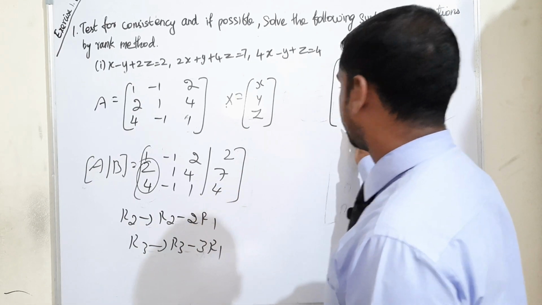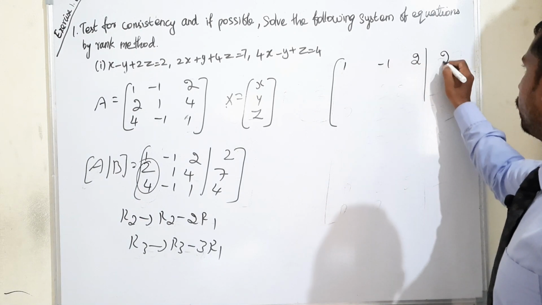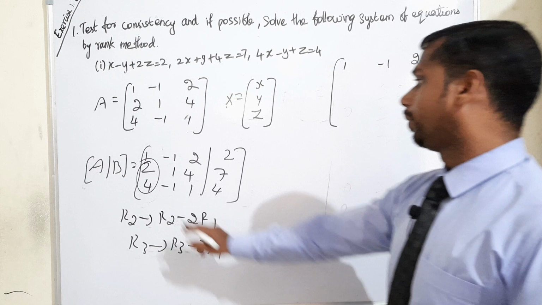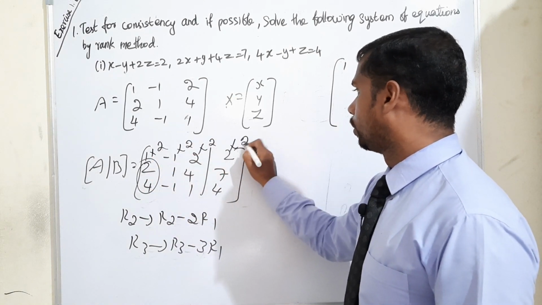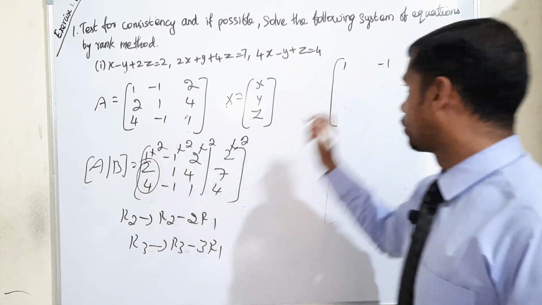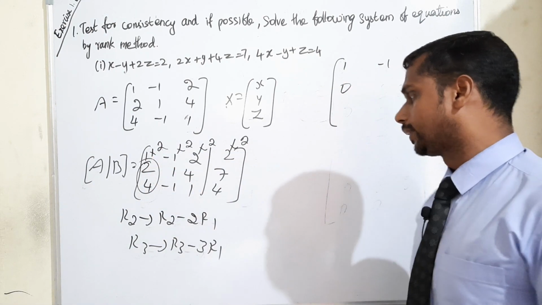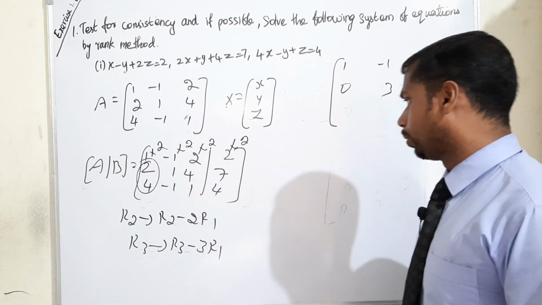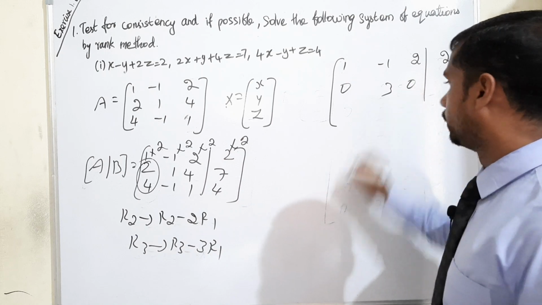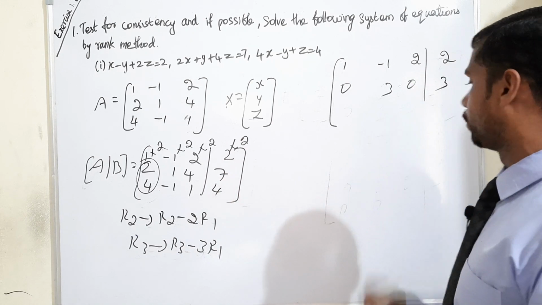R1 as it is, 1 minus 1 positive 1, then 2. Again, what we have to do? Multiply by 2: 1 into 2, 2. 2 minus 2, 0. Again, minus 1 into 2, minus 2. We have common minus, so plus will come. 1 plus 2 is equal to positive 3. There 2 is there. 2 into 2, 4. 4 minus 4, 0. Next condition, 2 into 2, 4. 7 minus 4 is equal to positive 3.